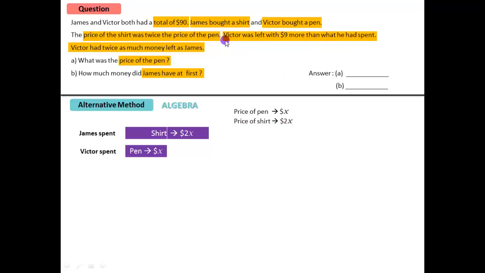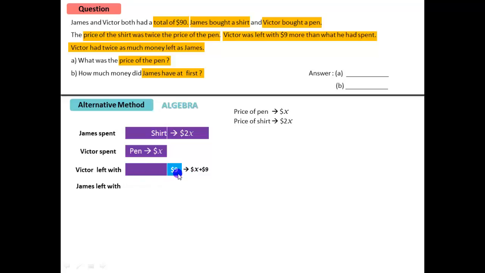The next key point states that Victor was left with $9 more than what he had spent. So, this is the amount that Victor had spent, and he would be left with $9 more. So, the total amount he was left with would be X dollars plus $9. Finally, we know that Victor had twice as much money left as James. So, the amount of money that James will be left with is half of what Victor was left with.